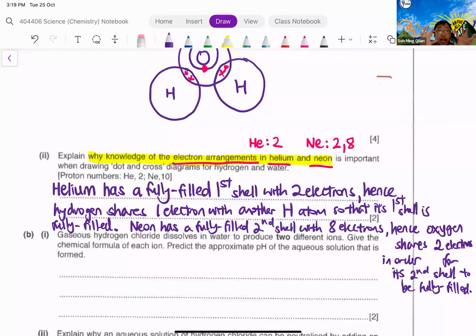Now, this kind of question is challenging because actually writing it in words is challenging for most students. But you must try, attempt it to the best of your ability. Like I said, even if you cannot get 2 out of 2, you must try to get 1 out of 2. All right?